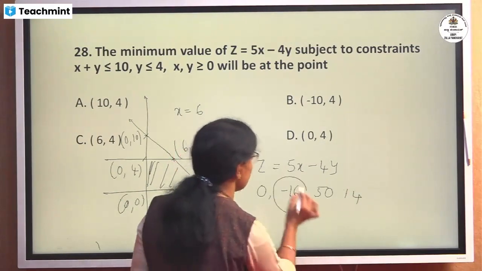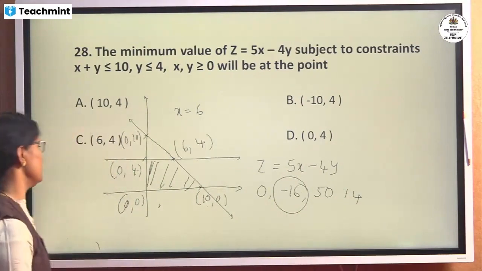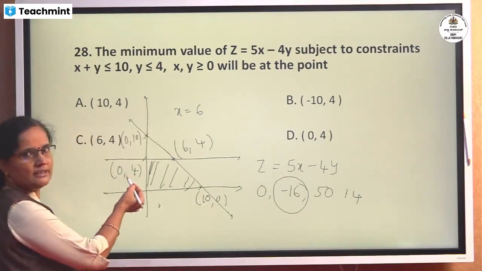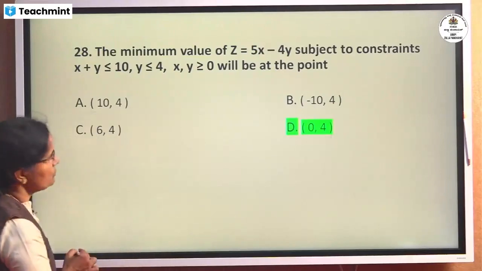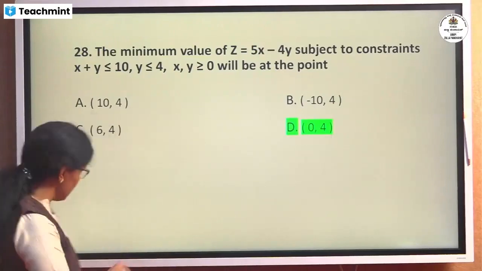Therefore, minus 16 will be the minimum value. At which point will you get minus 16? That is 0, 4. That is the answer for the question. At 0, 4, you will get the minimum value.